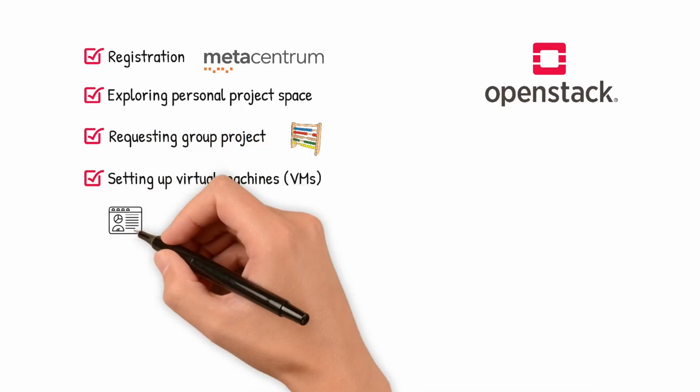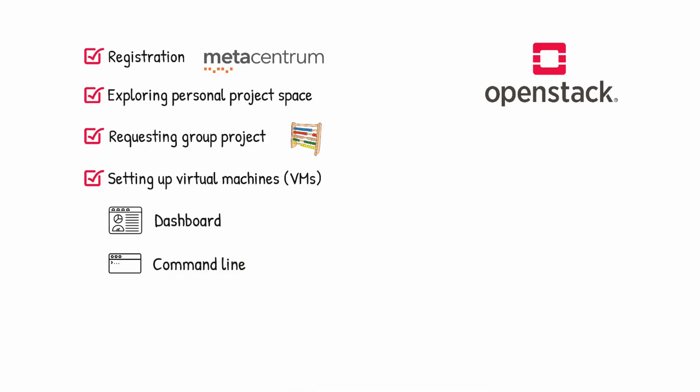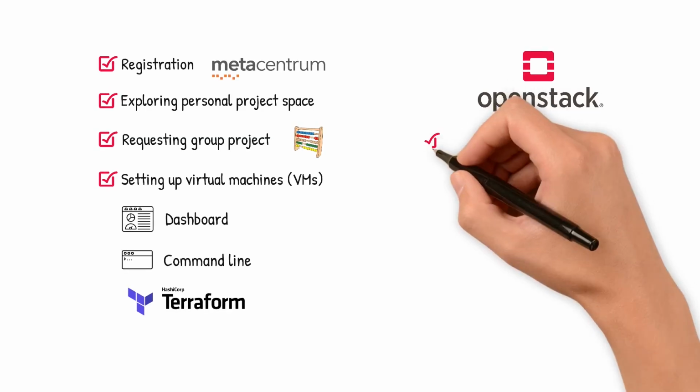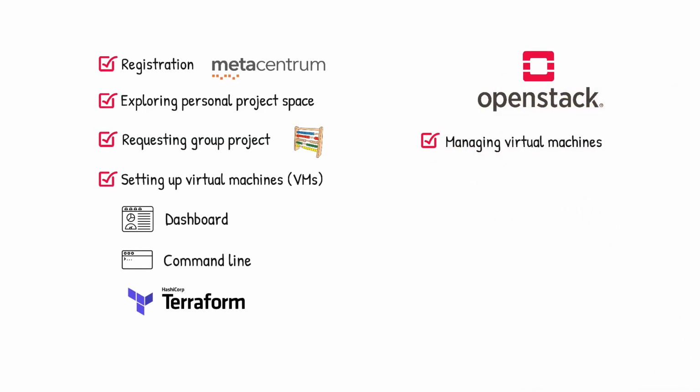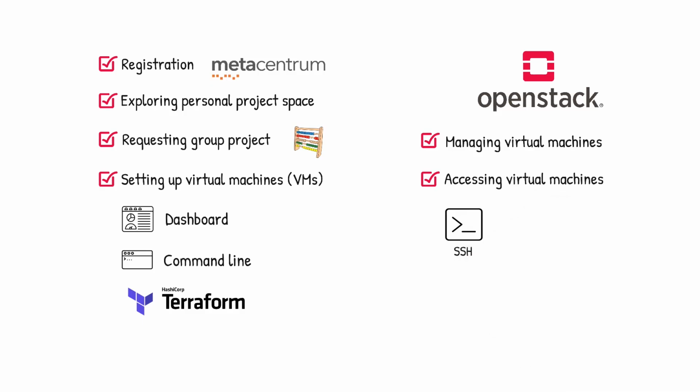Besides the dashboard for managing the VMs, users can use the command line, or Terraform. The advantage of Terraform is it enables infrastructure reproducibility by managing infrastructure as a code, rather than through manual actions in the dashboard. Creating a virtual machine in OpenStack means taking ownership of its maintenance, including software updates and system configuration. VMs can be accessed via SSH, remote desktop, or virtual network computing.